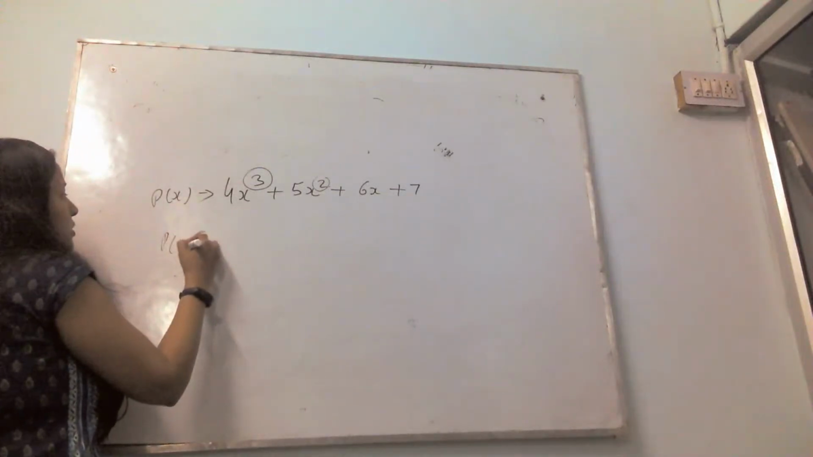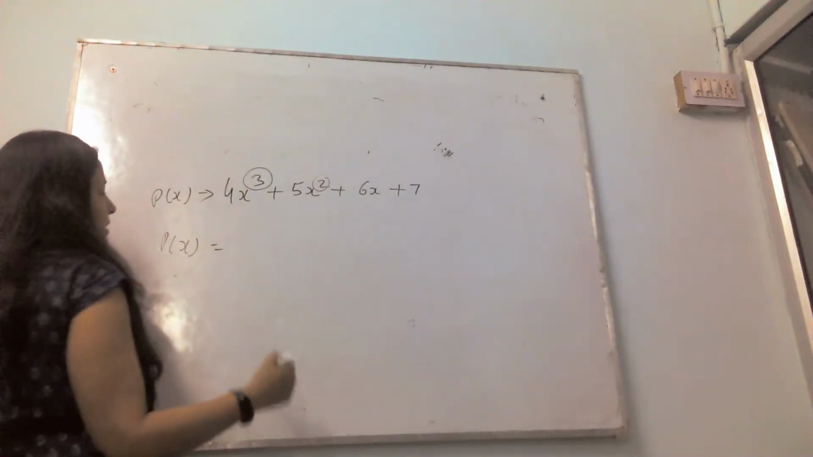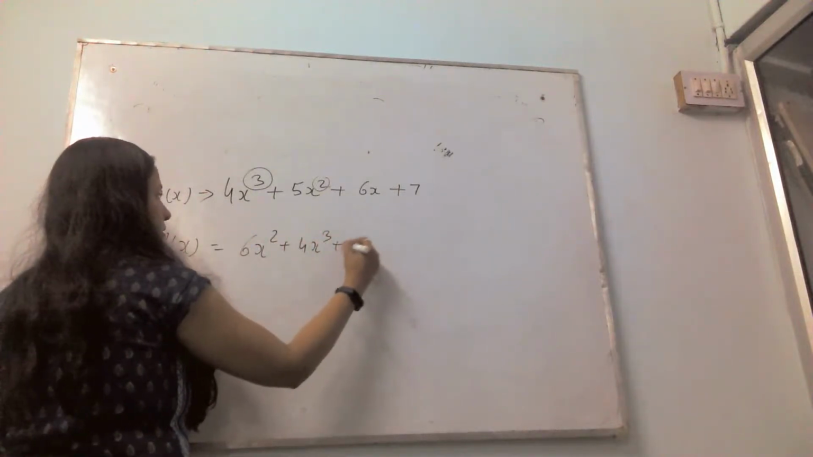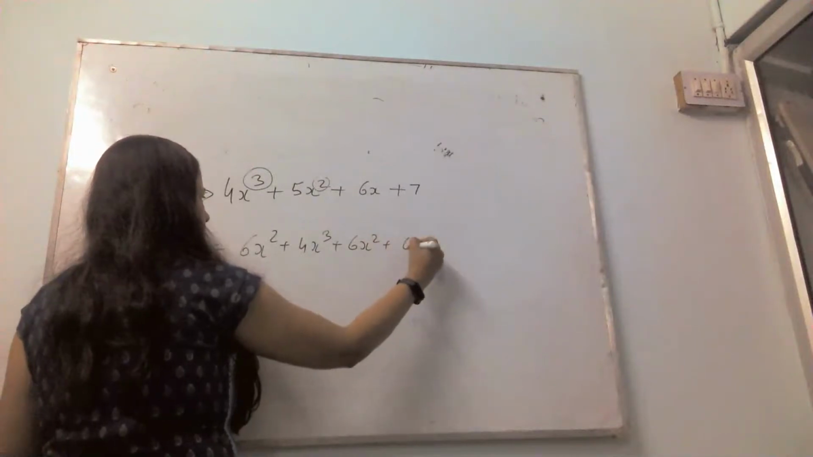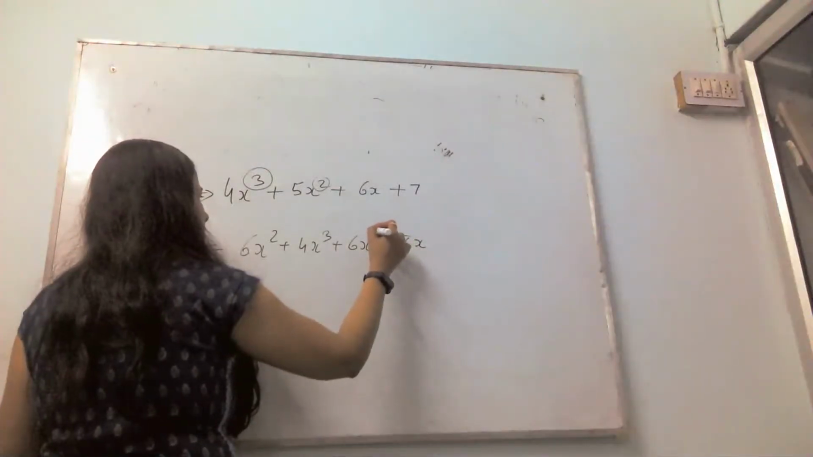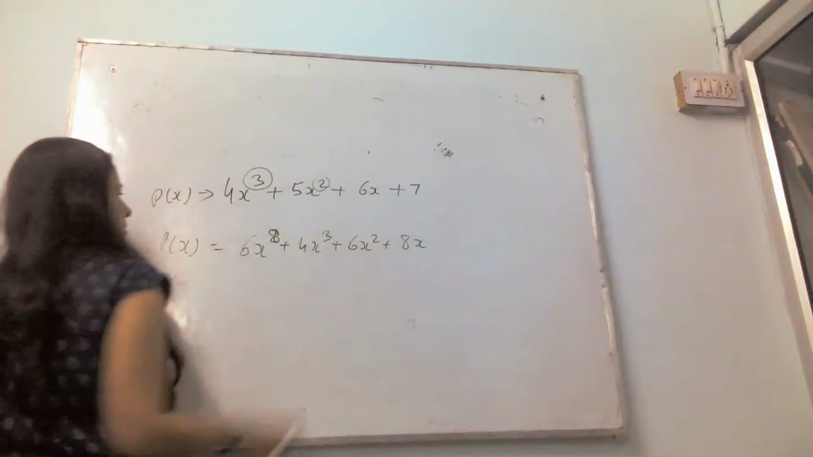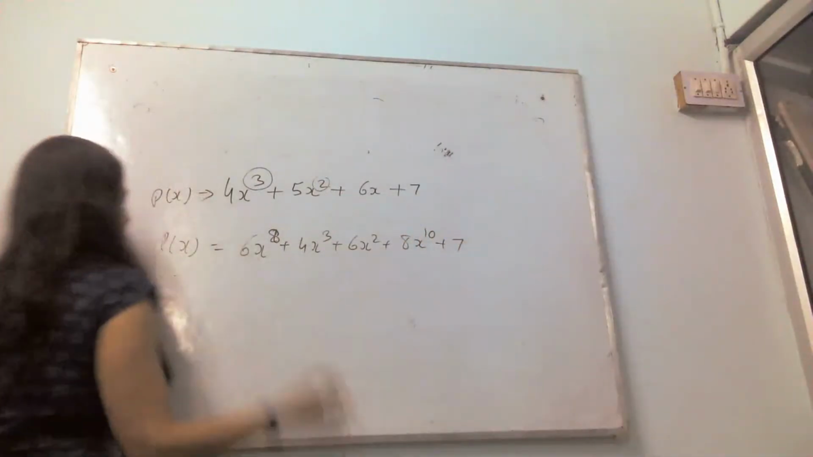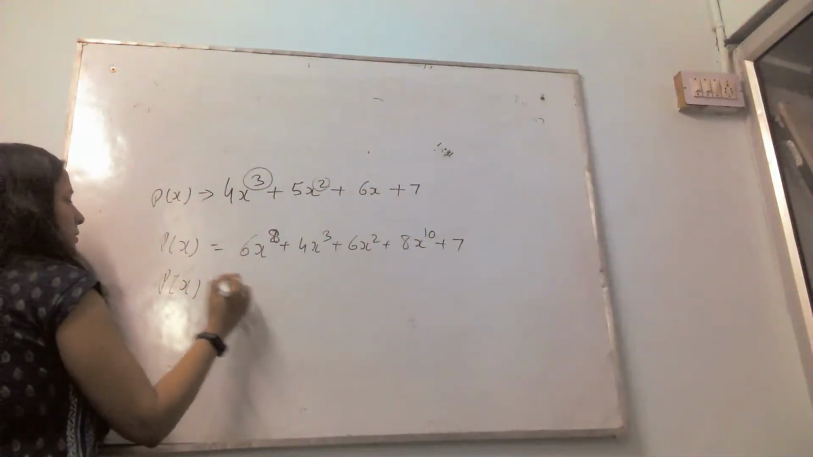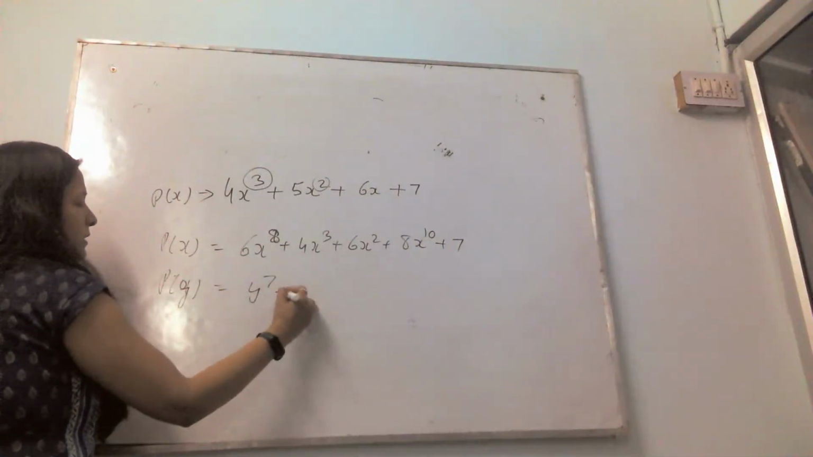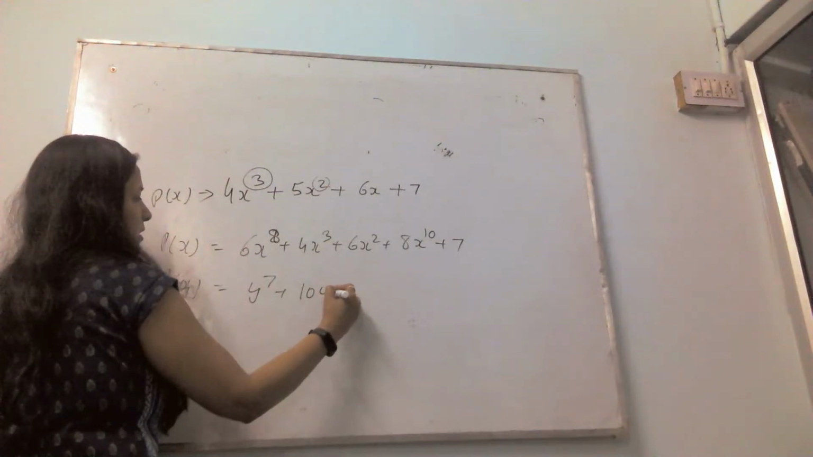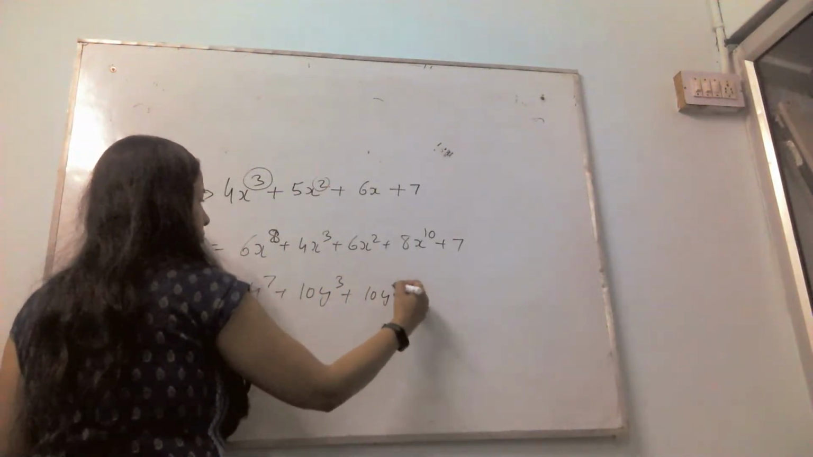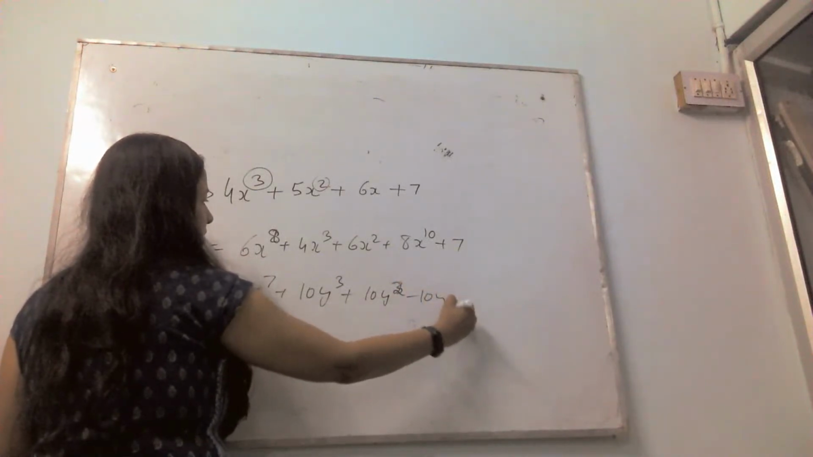Now I am writing 3 to 4 questions. You have to write them in standard form. y to the power 7 plus 10y to the power 3, y to the power 12 2 minus 10y.